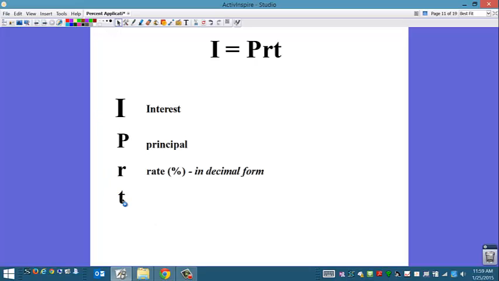And then the T stands for time. You need to know the time that you're going to have to repay the loan. And the time for simple interest will always be in years. Make sure you have this in your notes. Pause the video if you need to, and then go on.